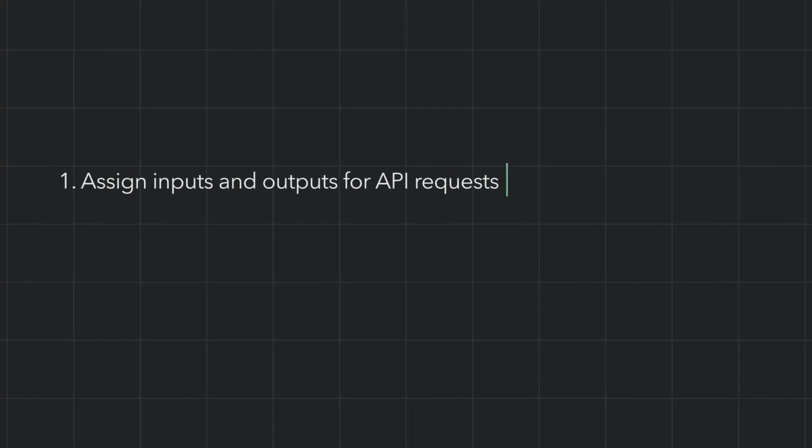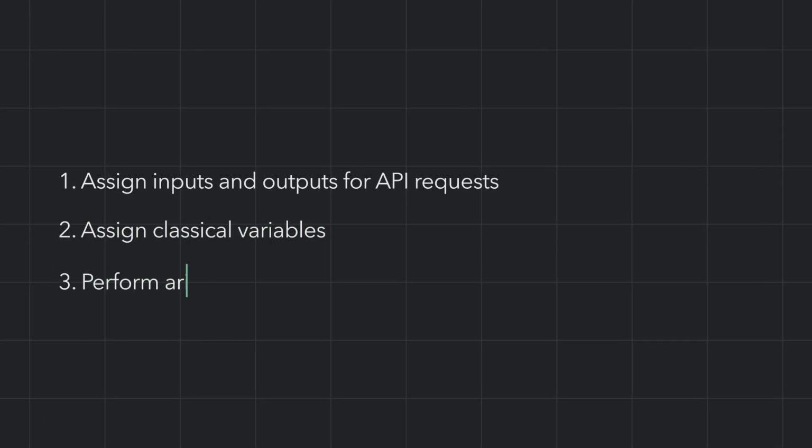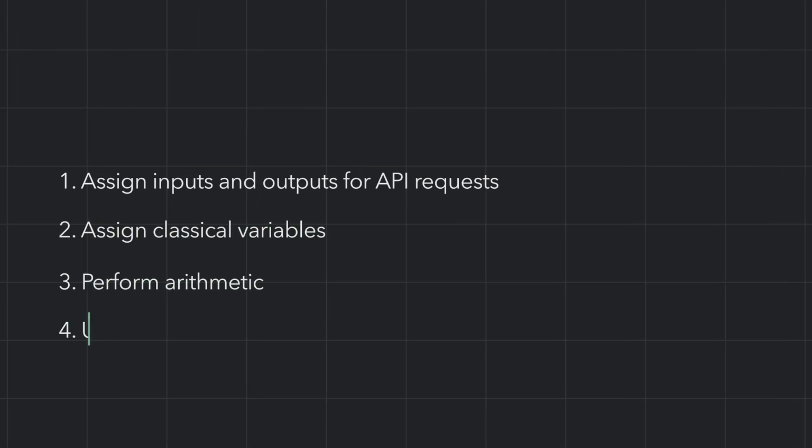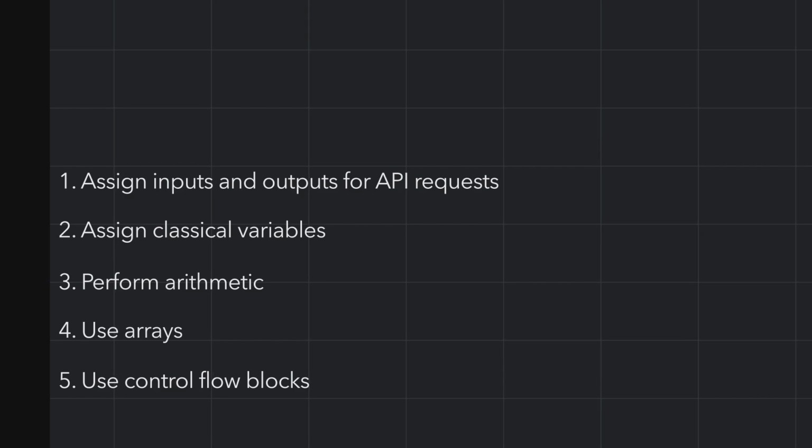In this video, we'll show how to assign inputs and outputs for API requests, assign classical variables, perform arithmetic, use arrays, and use control flow to condition the execution of your commands on runtime variables such as measurement outcomes.